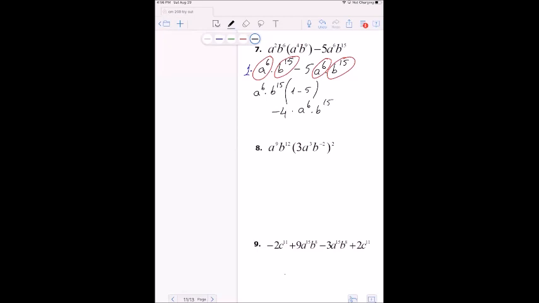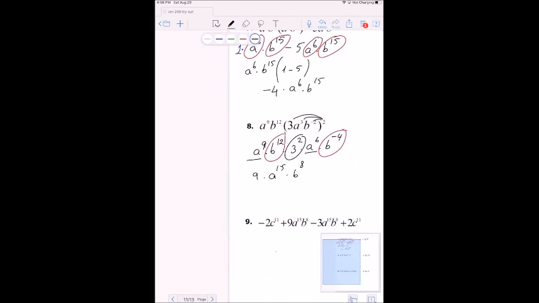Okay, the next one, so do this operation. a to the power of 9 times b to the power of 12 times 3 squared, a to the power of 6 times b to the power of negative 4. This is 9. So combine like terms, but take 9 at the beginning, 9. a to the power of 15 times b to the power of, what is that? b to the power of 8, right?